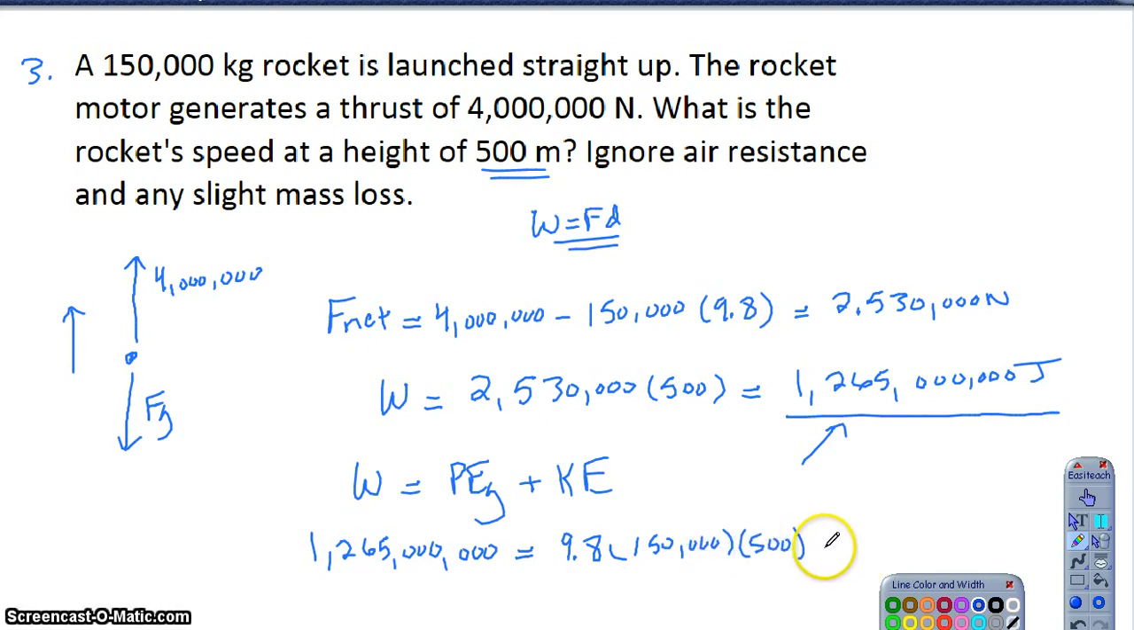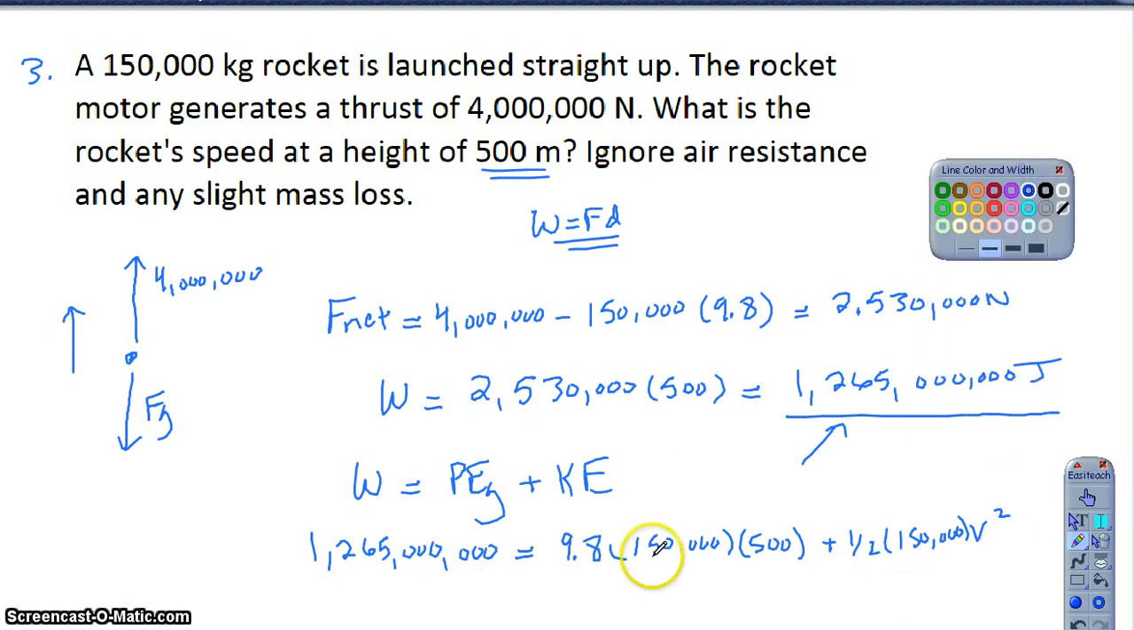and then plus my kinetic energy, which would be 1/2, right? My mass of 150,000 times the velocity squared. So obviously, once I set this all the way up, hopefully it's not too bad, and then just solve for the velocity. So solving for the velocity, I get about 84.1 meters per second.